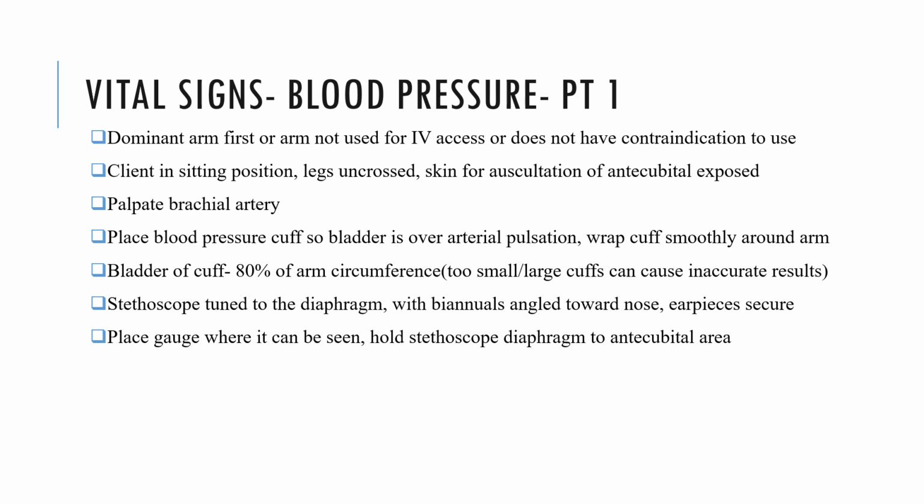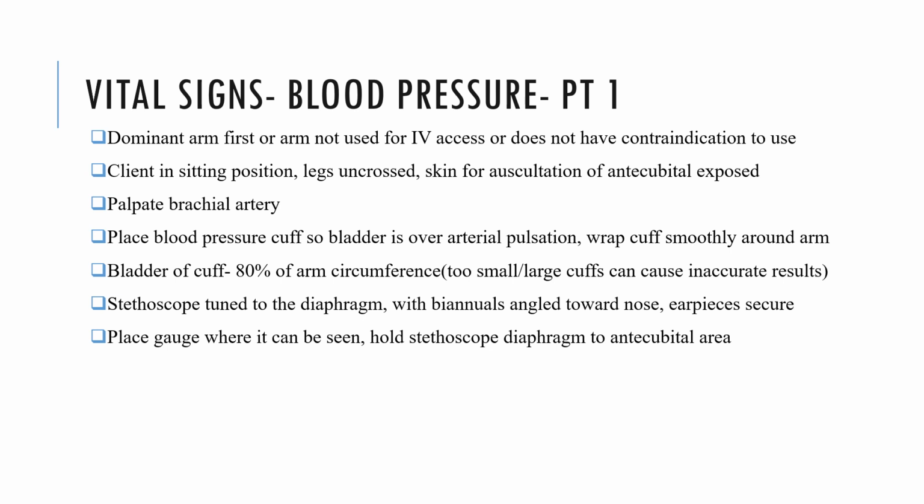Put your blood pressure cuff on so the bladder itself is over the arterial pulsation. Most of the blood pressure cuffs have a little arrow that says artery, so that makes it easy to line that area up with where you palpated. The bladder of the cuff should be 80% of the circumference. So you can hold the cuff where it's just the bladder and put it around the arm and make sure that's 80%. We want to avoid too small or too large cuffs because these could cause inaccurate results.